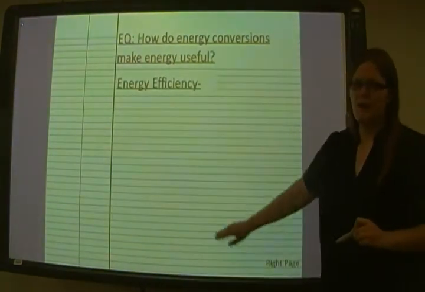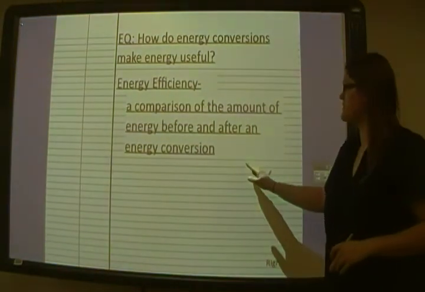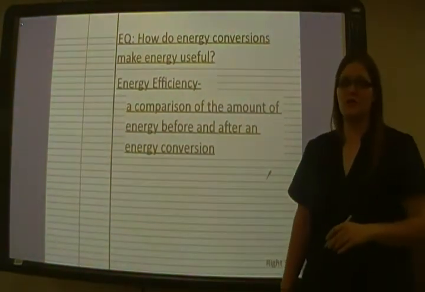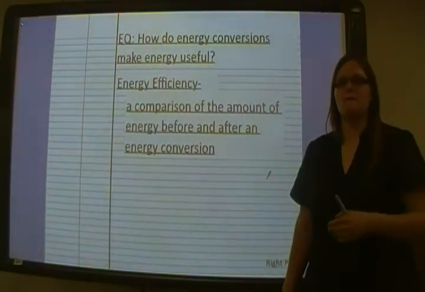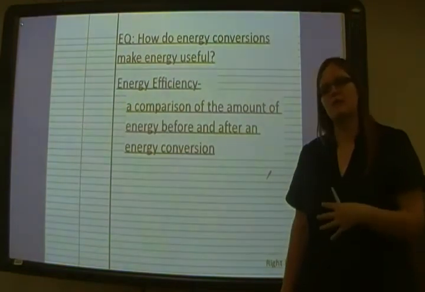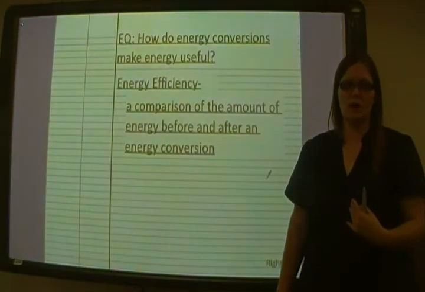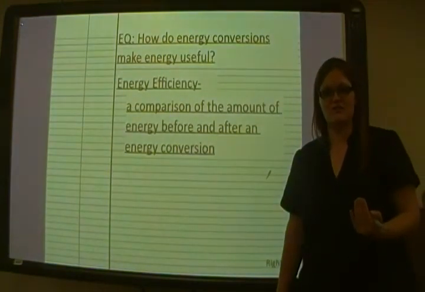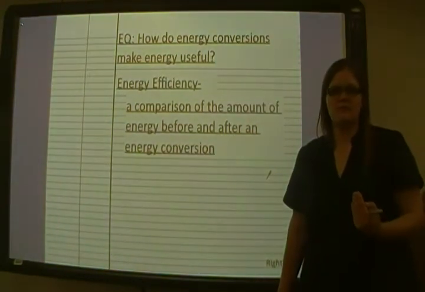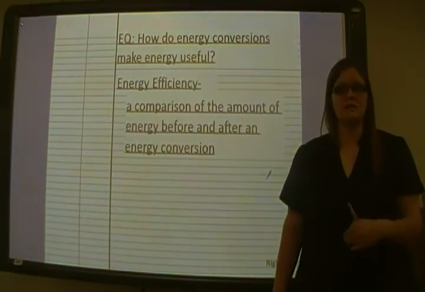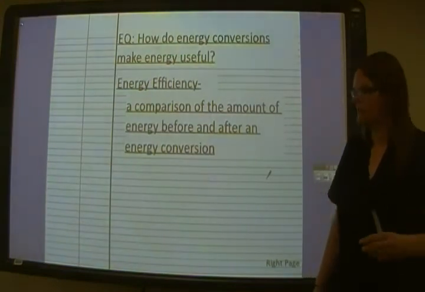Our final term, energy efficiency. Energy efficiency is the comparison of the amount of energy before and after an energy conversion. For example, humans are not energy efficient. 95% of the energy that we get from our food is actually converted to heat, not the kinetic energy used to power our bodies. Cars are more energy efficient than humans. Of the gasoline that a car will consume, most of the energy is converted to heat, but at least 22% of that energy is converted to the kinetic energy used to power the car.